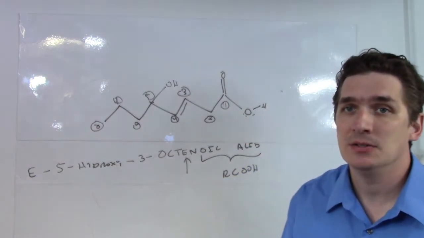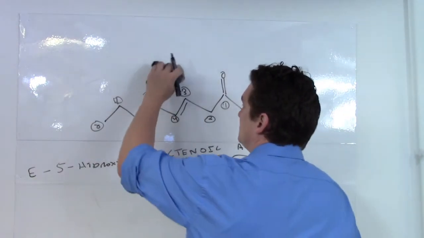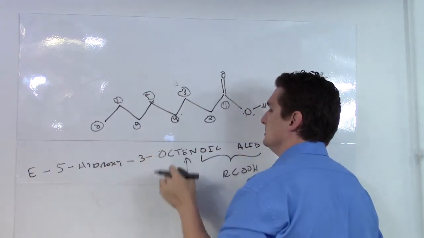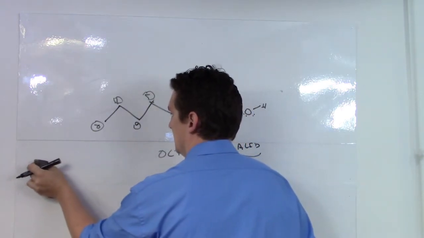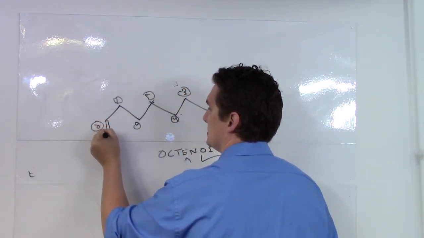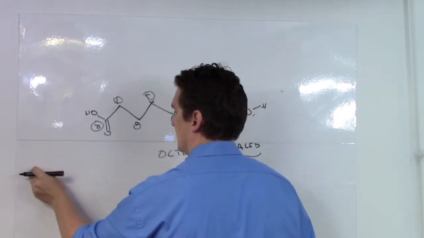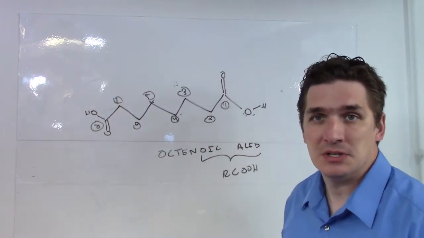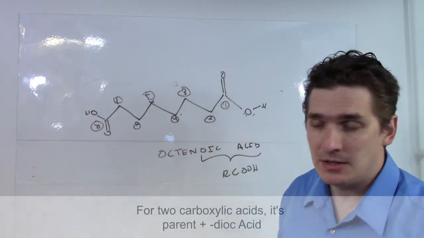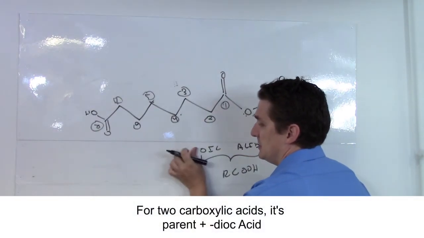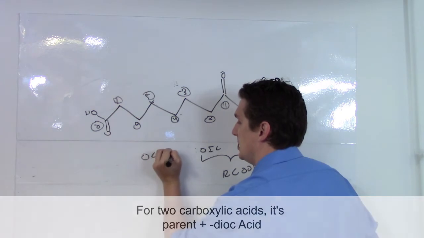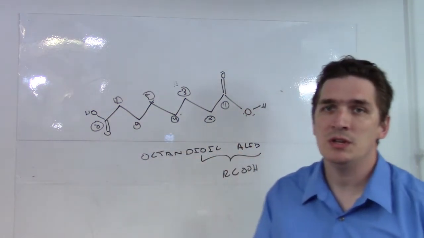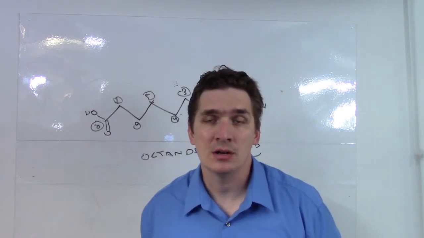Let's say you had 2. Well, let's get rid of our functional groups so we can keep it simple. If we have 2 carboxylic acids, instead of having -oic, well, what did we do for the alkenes? We did the diene, right? How about the alcohols? We did the diol. It's going to follow the same line of reasoning. It's octane dioic acid.